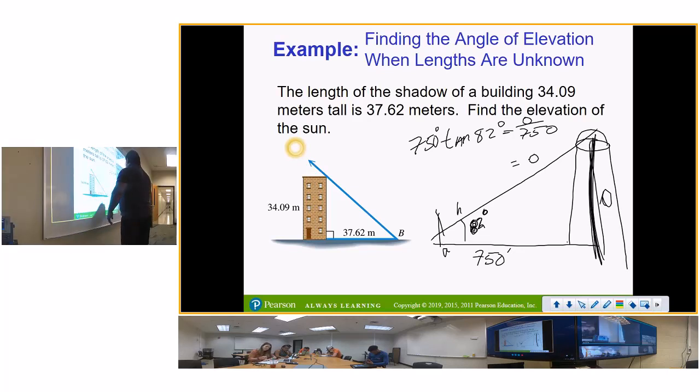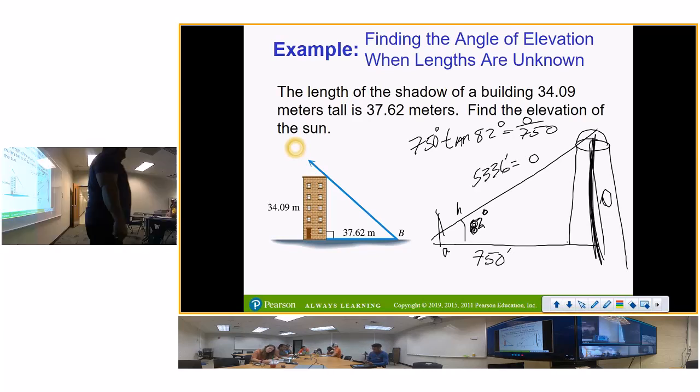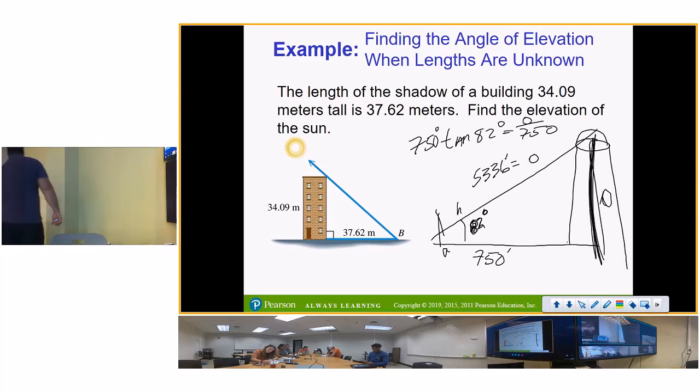Well, I must have had the angle off. I can't remember the vertical angle I turned. Well, what did it come out to be? 5336. 5336? Okay. So, of course, the water tower is not 5,000 feet. I just couldn't remember the vertical angle I turned.